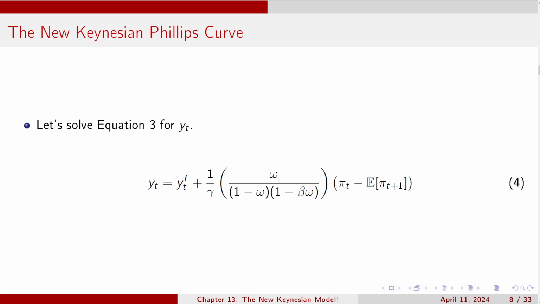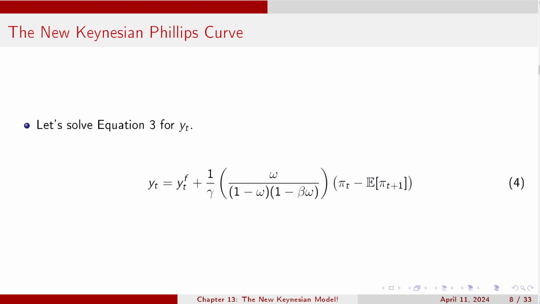YT equals YTF plus 1 over gamma times omega over (1 minus omega) times (1 minus beta omega) times pi t minus expected inflation. So inflation, pi t, minus expected inflation, E of pi t plus 1. Okay, now this is a little bit more intuitive. We can look at this because now we've got prices as a function of output, not the other way around.